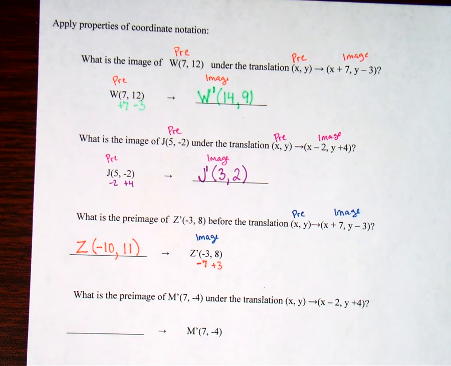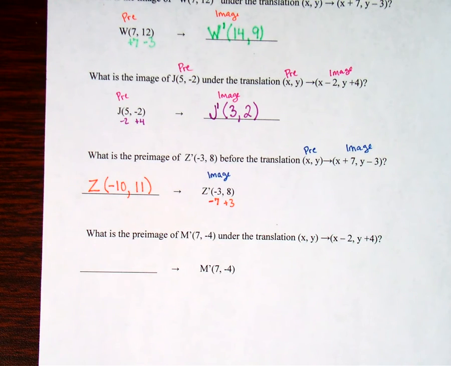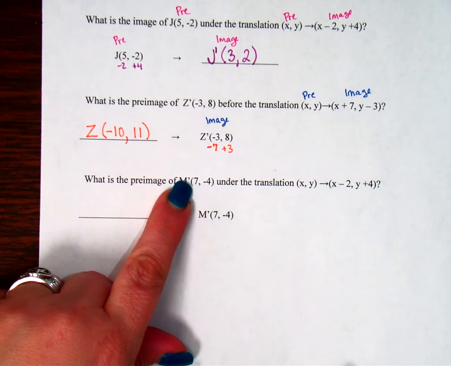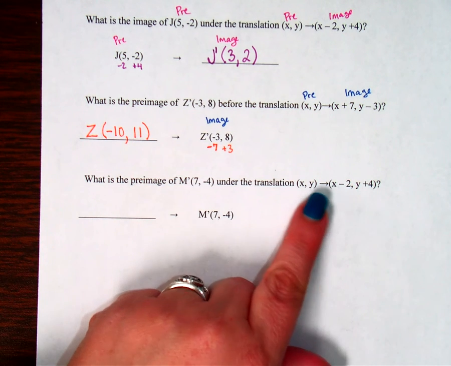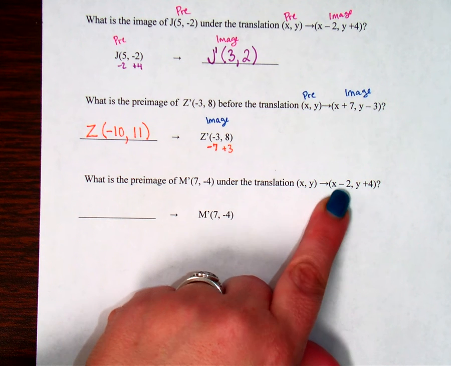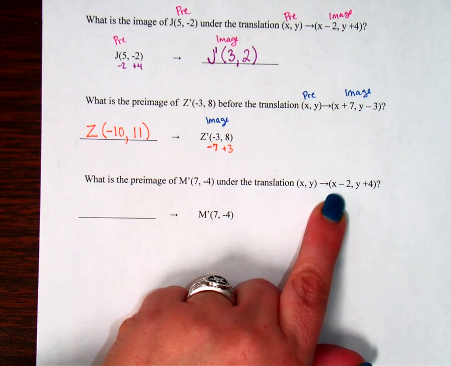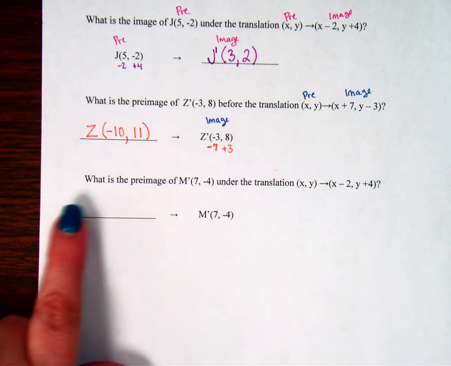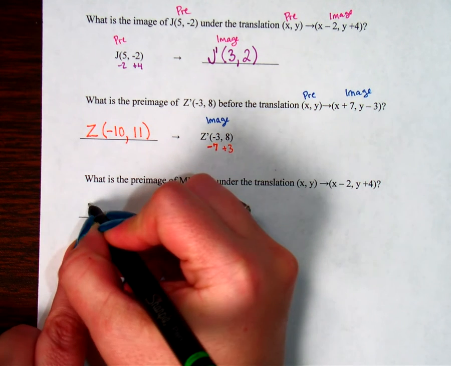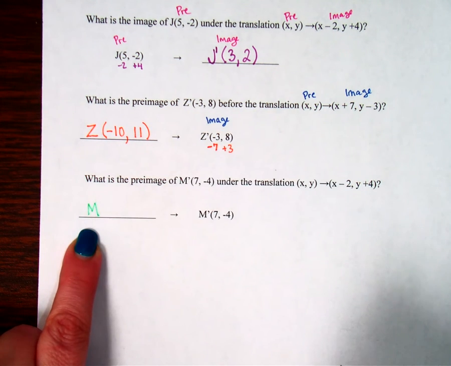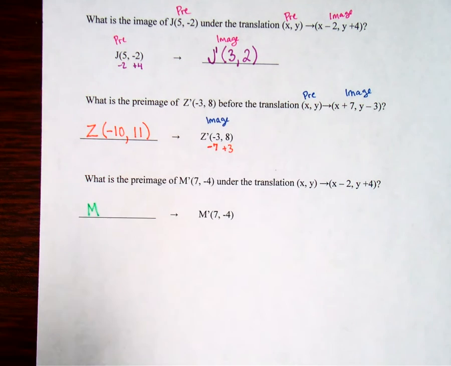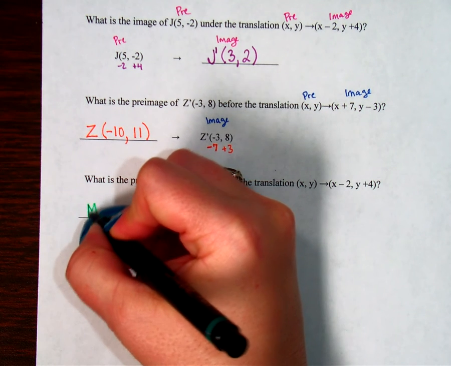Okay, so when I'm looking at the next one, it says what is the pre-image of M, 7 negative 4, M prime, that's important to note, 7 negative 4 under the translation (x, y) translates to (x minus 2, y plus 4). So I know to get here, I moved left 2 and up 4. But I want to work backwards to get to M, right? Because they gave me M prime. So I want to get to M. Let me use a darker green, because that green's difficult to see.